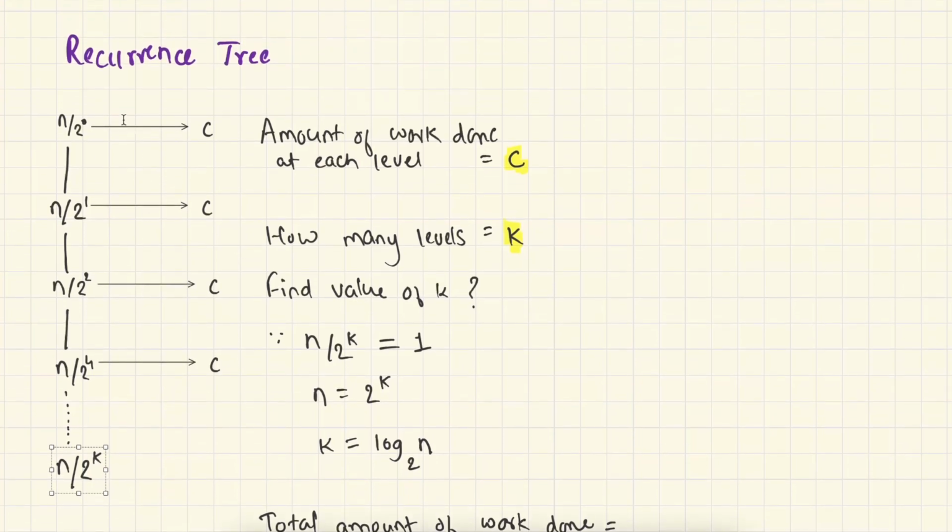And at each level we are doing a constant amount of work. So the amount of work done at each level is going to be constant. And how many levels do we have? We have k levels. Now let's find the value of k.